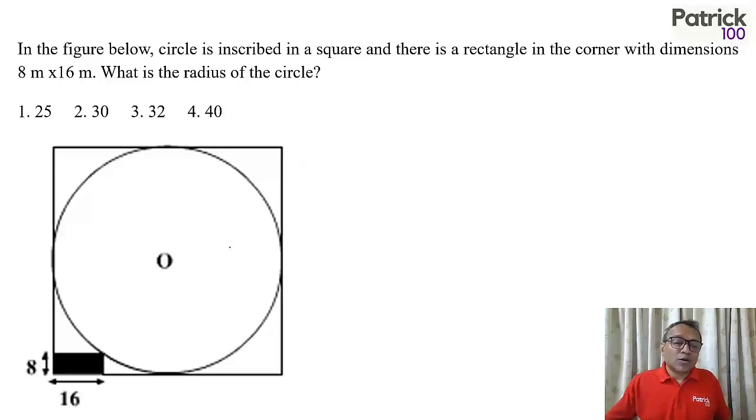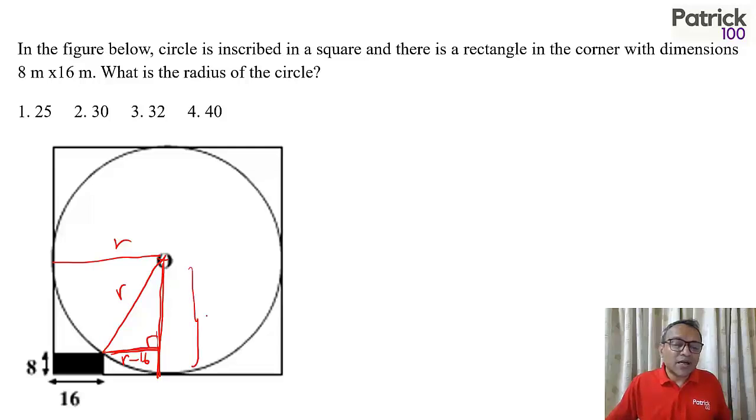Here we are talking about a circle. Whenever there is a circle, the first thing you should try to draw is the radius. So take a radius, maybe here. Let's say it is R. If I draw a perpendicular here, the whole length is R, so this will be R minus 16. Same way, this whole length is R, so this will be R minus 8. So if you look at the right angle triangle, it's R minus 8, R minus 16.